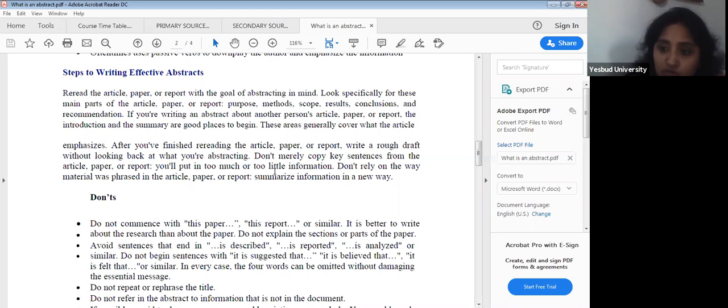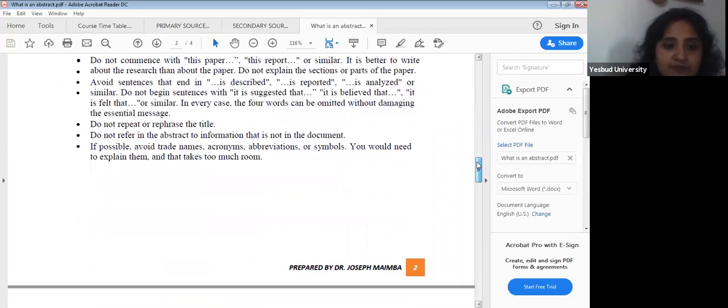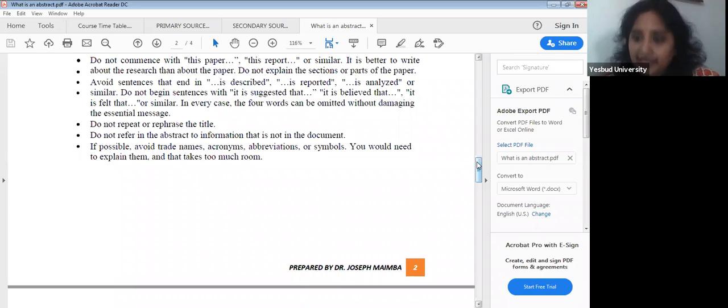Now, what should we not do? The things we should not do while writing the abstract: first, do not commence with "this paper" or "this report". Don't use these two phrases all the time in your writing. Second, it is better to write about the research than about the paper. Do not explain the sections or parts of the paper. No need for explanations here because you are already writing a summary, so you don't have to go into much explanation.